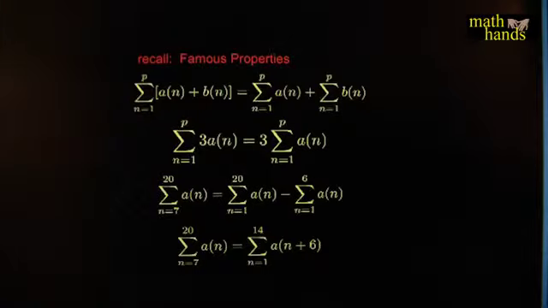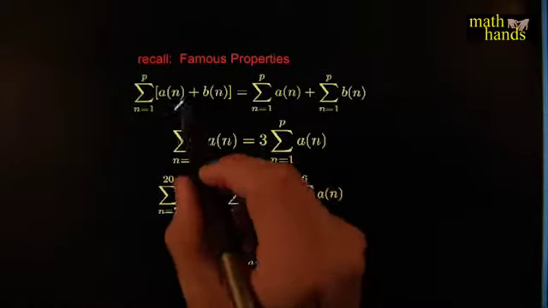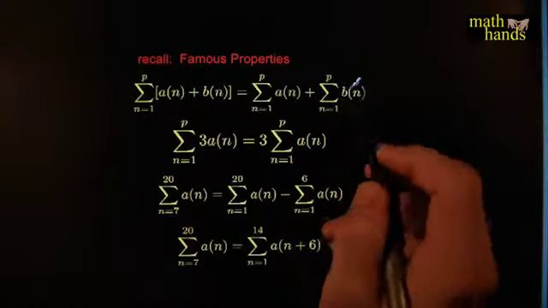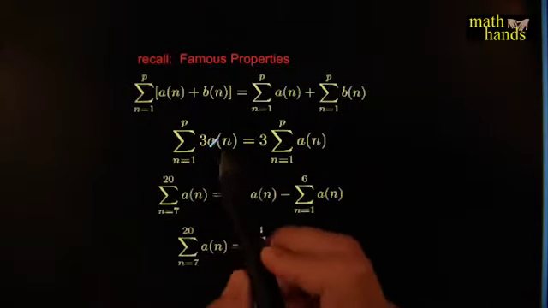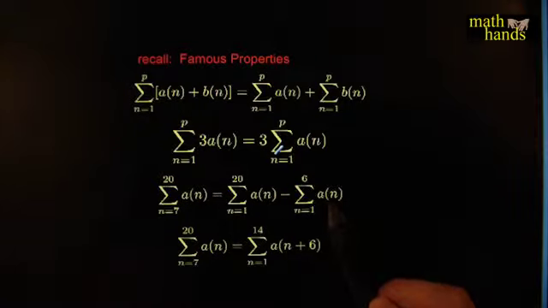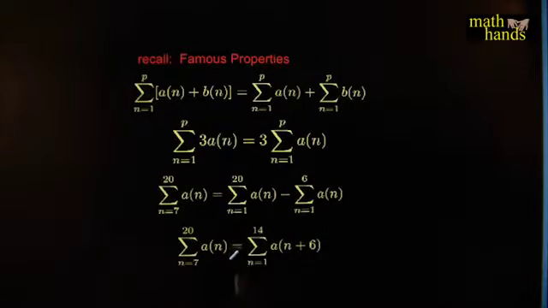Do you guys remember the famous properties, right? This one was that you could split the sum into pieces. This one was that you could pull out constants. This one was that you could break things apart.